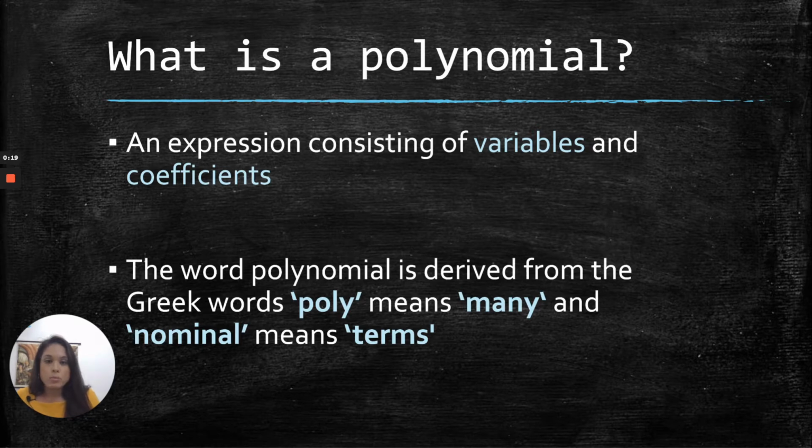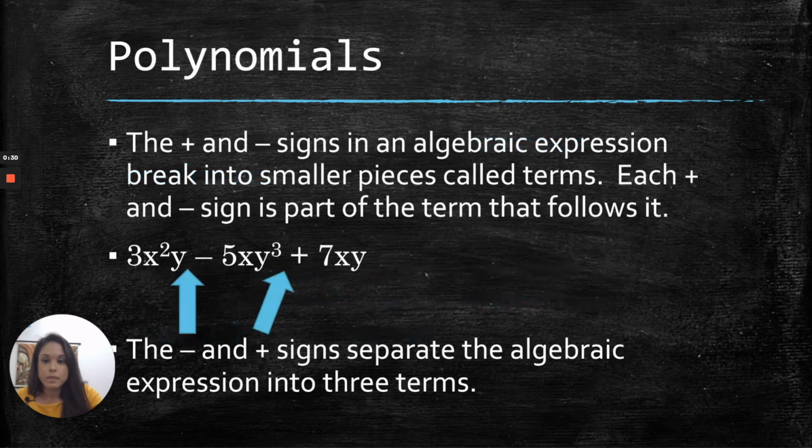The word polynomial is derived from two Greek words, poly, which means many, and nominal, which means terms. So polynomials have positive and negative signs in an algebraic expression, and these signs will break the polynomial into smaller pieces called terms. Each positive and negative sign is part of the term that follows it.